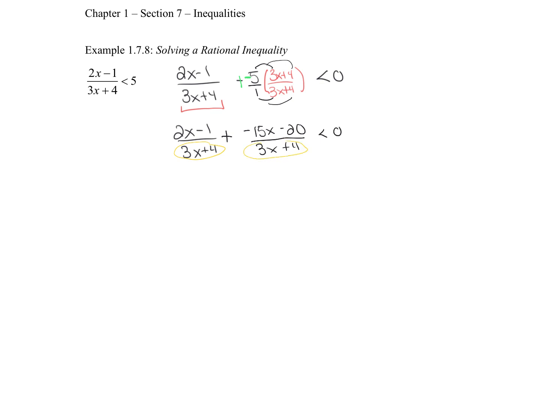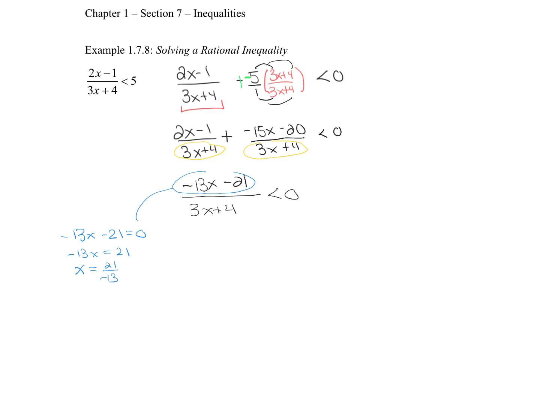Because these denominators are the same, you're going to add the numerators straight across. So 2x minus 15x is -13x, and -1 minus 20 is -21, all over 3x plus 4, less than 0. Then we take each piece, the numerator and the denominator, and we set them each equal to 0. -13x minus 21 equals 0, so -13x equals 21, and x equals 21 over -13.